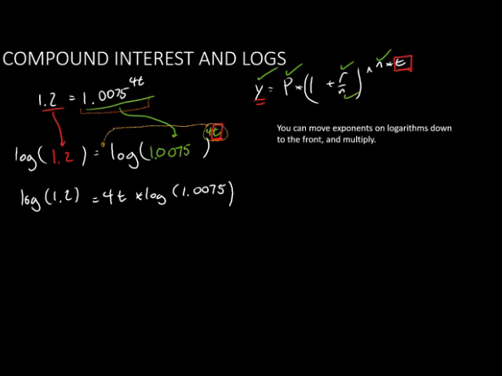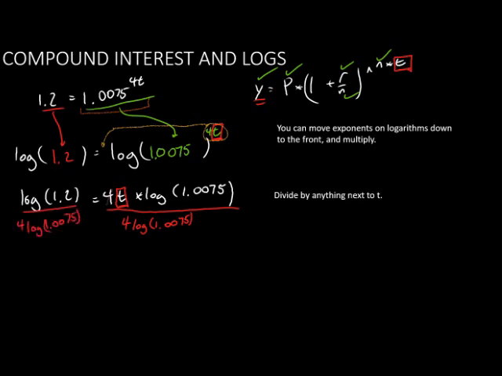Now we can just divide to get the t by itself, since that's what we're still solving for. Anything that is still multiplied by t, we can divide by. Therefore, on the right, we will divide by 4 log 1.0075, and we'll divide by the same on the left. This means the 4 and the log on the right will cancel, leaving us only with t. On the left, we now have log of 1.2 divided by 4 times log of 1.0075.